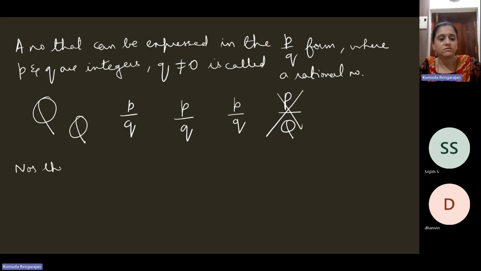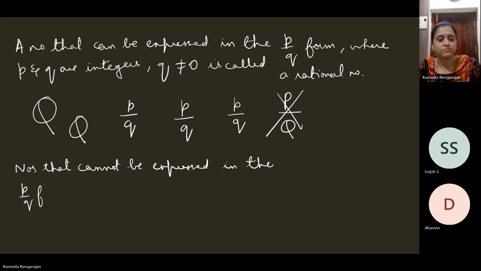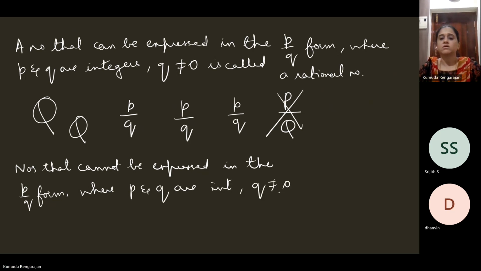So numbers that cannot be expressed in the P by Q form, where P and Q are integers, Q not equal to 0, are called irrational numbers. I told you I'll send the notes. Okay. So numbers that cannot be put in this form, P by Q form, where P and Q are integers, Q not equal to 0, are called irrational numbers.